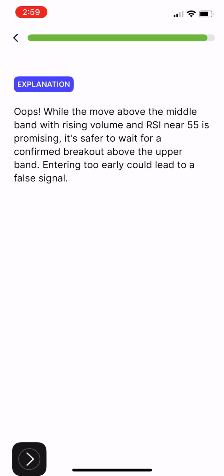Explanation: Oops. While the move above the middle band with rising volume and RSI near 55 is promising, it's safer to wait for a confirmed breakout above the upper band. Entering too early could lead to a false signal.